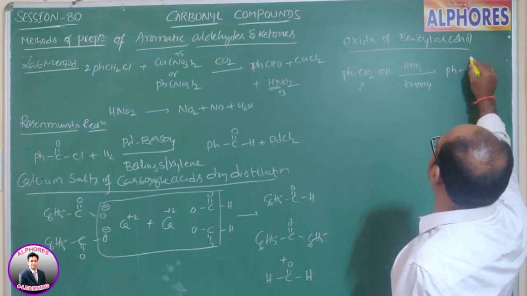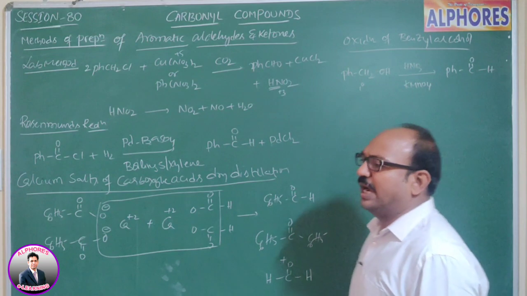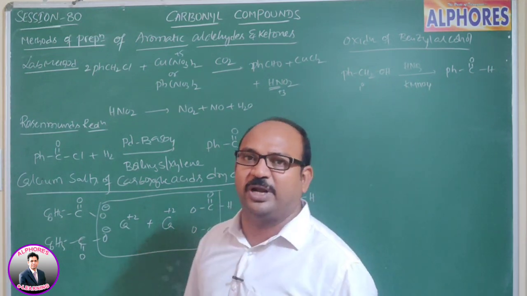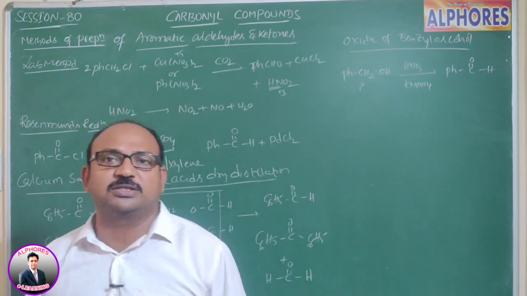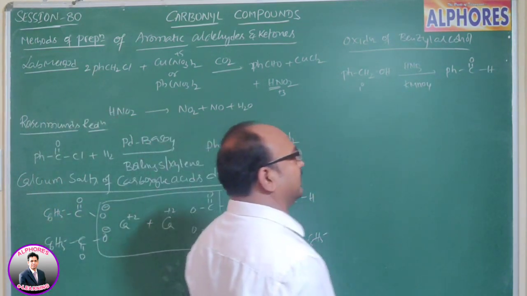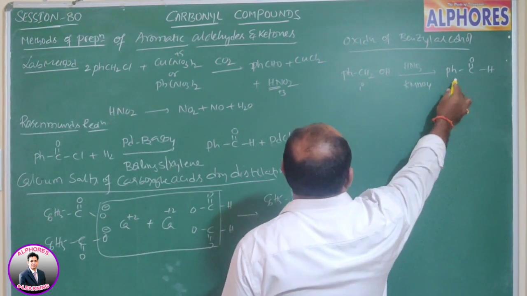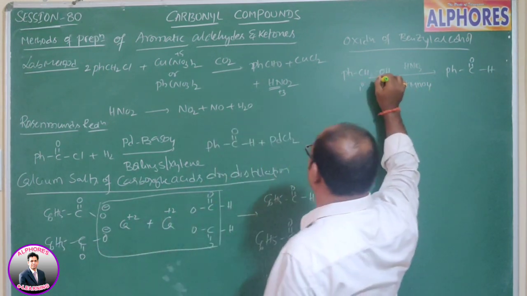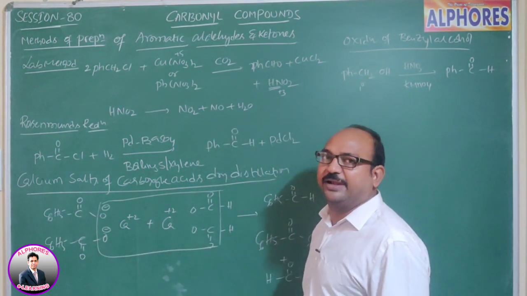PhCHO, benzaldehyde. And if further oxidation is possible, upon further oxidation we get benzoic acid. So here we need to stop the reaction at this stage, and this method is used for commercial production of benzaldehyde.